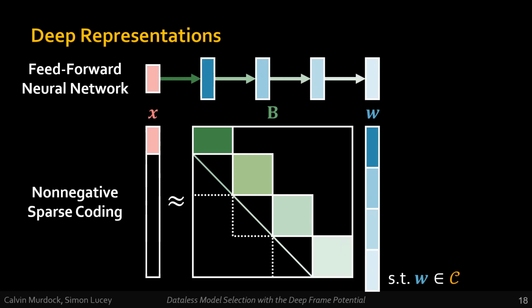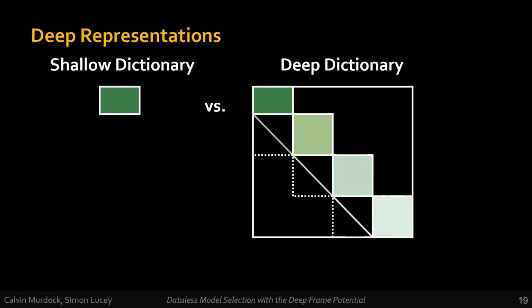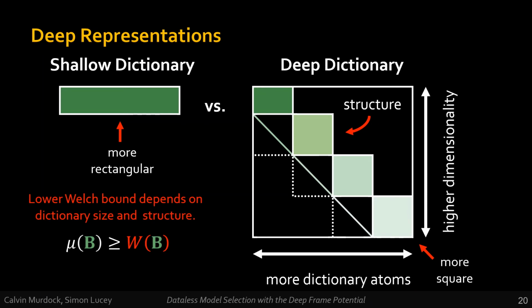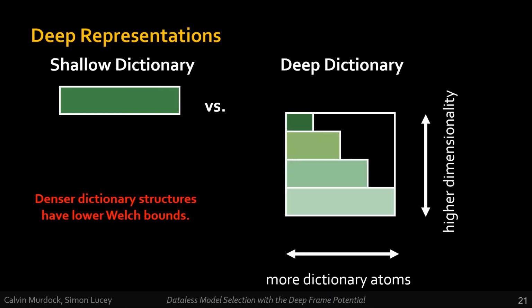In comparison to shallow dictionaries, where model expressivity is increased by adding dictionary atoms, the dictionary structures induced by deep networks are more square and have a fixed structure of non-zero elements, allowing for lower mutual coherence. However, the lower bound now also depends on the dictionary structure. So are there other structures that can achieve lower mutual coherence with fewer parameters? In fact, yes. Denser dictionary structures have lower mutual coherence with smaller dictionaries and fewer learned parameters.